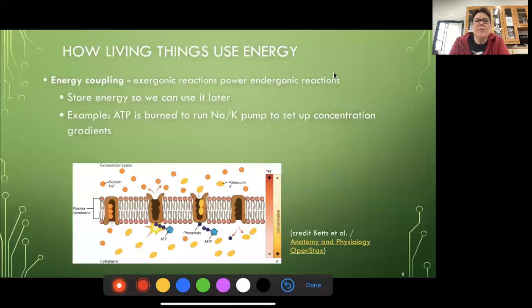So how do living things use energy? Well, again, we couple them. We're going to use those exergonic reactions to power the endergonic reactions. So we're going to store energy. We'll have that ATP that's going to be available to run that sodium potassium pump.